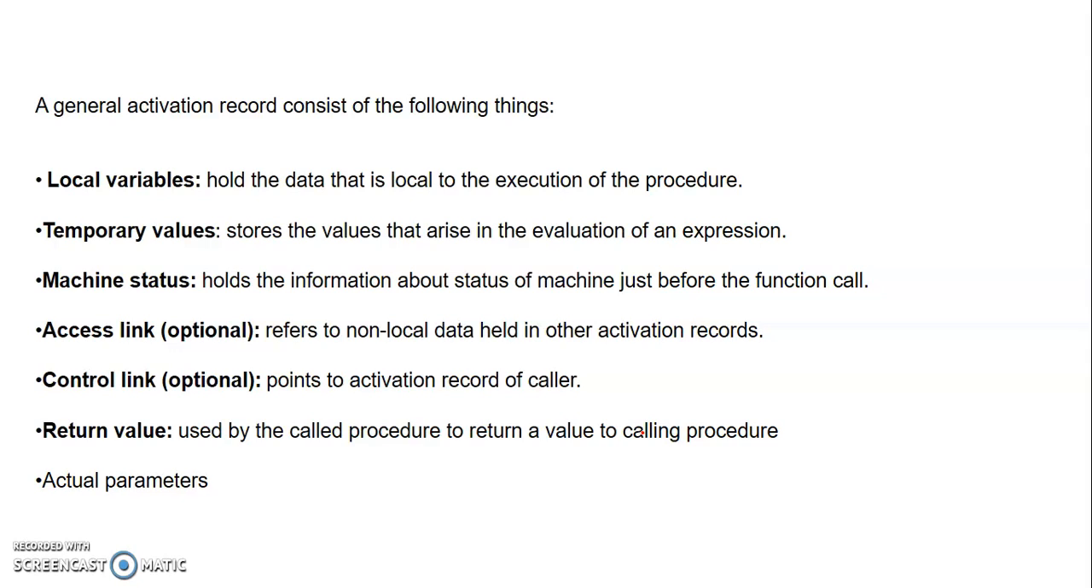And what does an activation record generally consist of? So the activation record consists of the following things: local variable, temporary variable, machine status, access link, control link, return value, and the actual parameter.